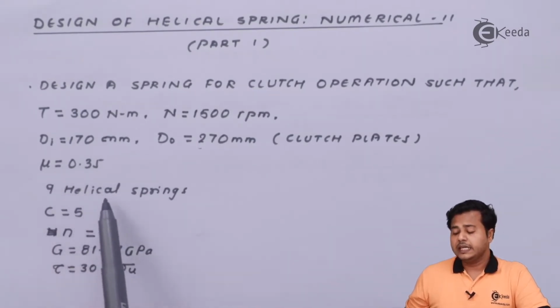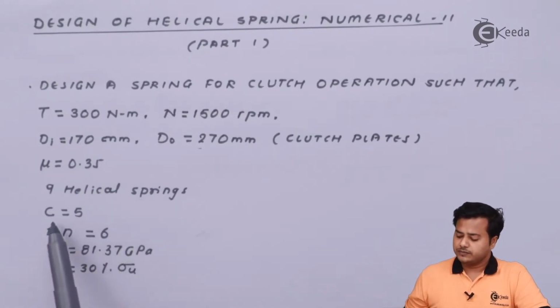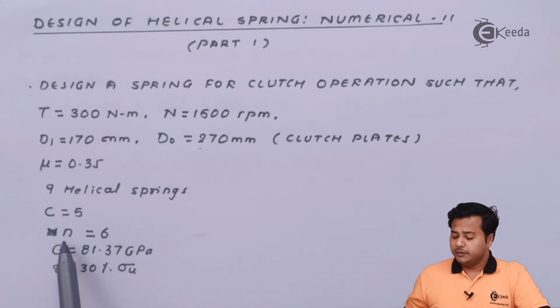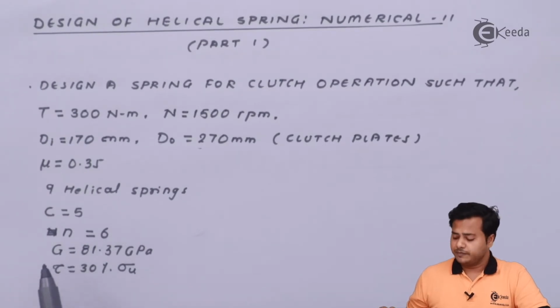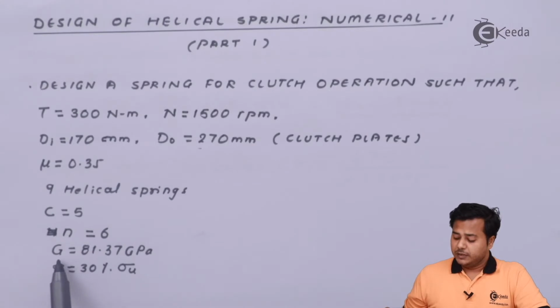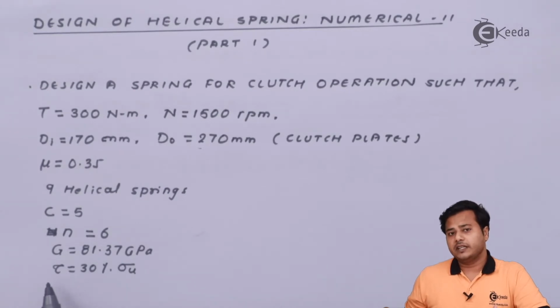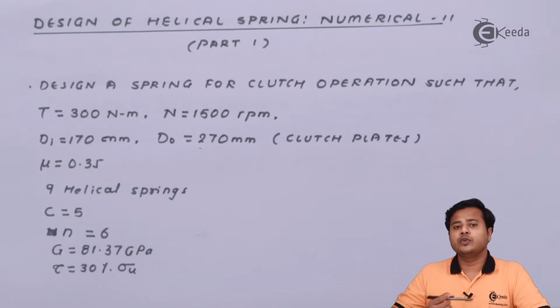The coefficient of friction mentioned is 0.35 between the friction lining and the plate. There are 9 helical springs that we are supposed to use to hold this clutch. The spring index mentioned is 5. The number of coils given is 6 for the spring. Of course, these are the active coils. The modulus of rigidity is specified, and they have mentioned the material property that allowable value of shear stress should be 30% of the ultimate stress. That's the given value.